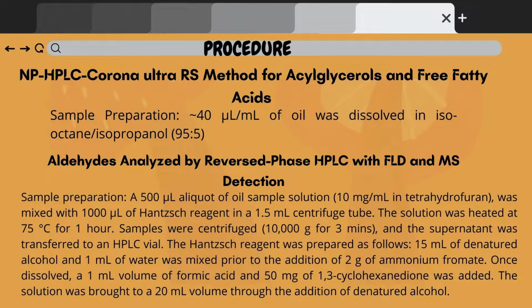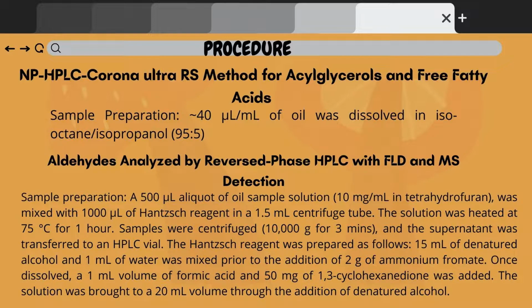NP-HPLC Corona Ultra RS method for acylglycerol and free fatty acids. Sample preparation: 40 microliters or milliliters of oil were dissolved in isooctane or isopropanol, ratio 95:5. Aldehyde analyzed by reverse phase HPLC with FLD and MS detection.